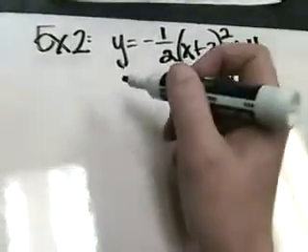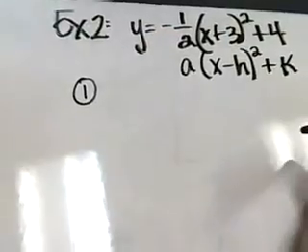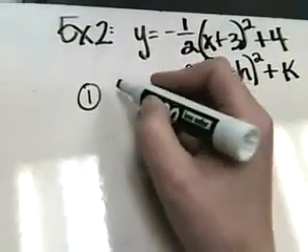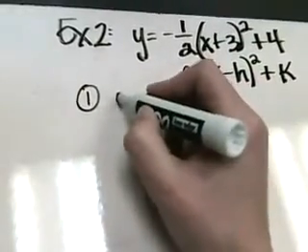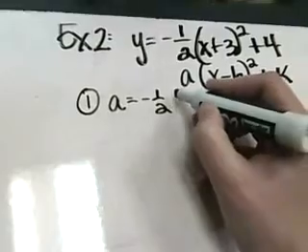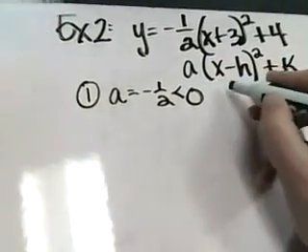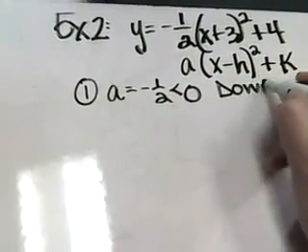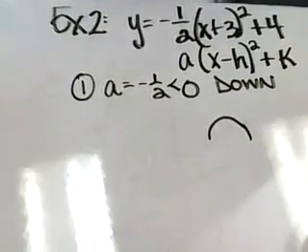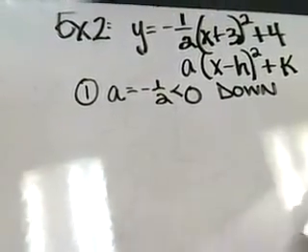All right, so we start off the same way. The first step is, does it open up or down? Well, let's take a look at our A. Our A is -1/2. -1/2 is less than 0, so that tells me this opens down. So already in my mind, I know my graph should look something like that. Okay, it's going to be pointing down like a hill.